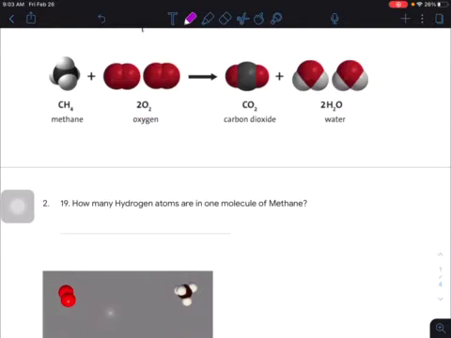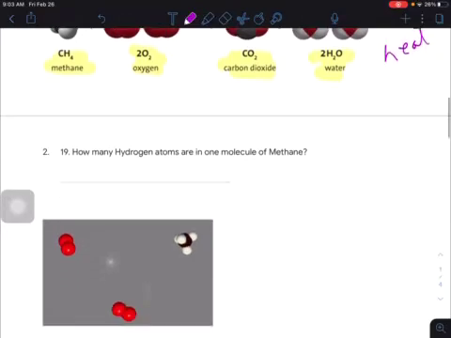So this is what the chemical equation looks like, the same thing that I just talked about. You've got methane gas combining with oxygen gas to produce carbon dioxide and water. And then, of course, you also have heat that's produced from that.